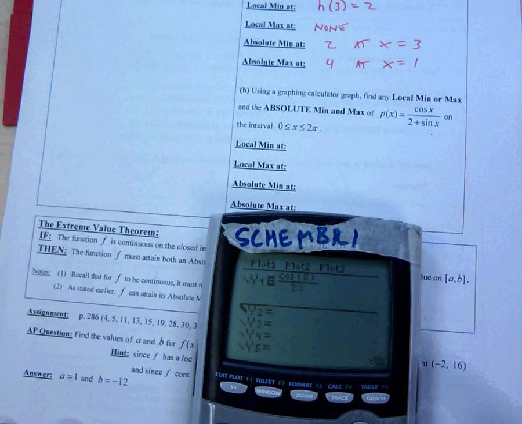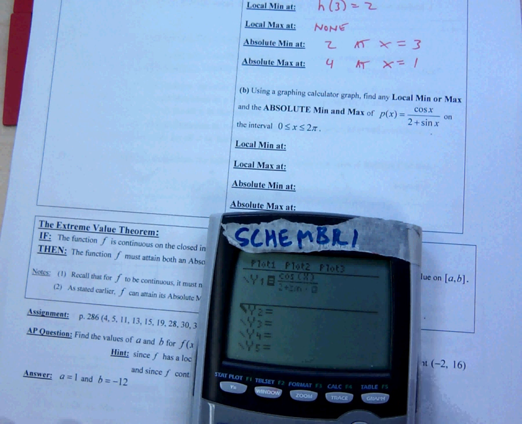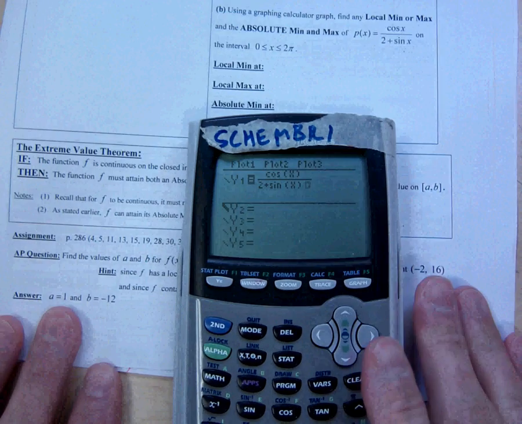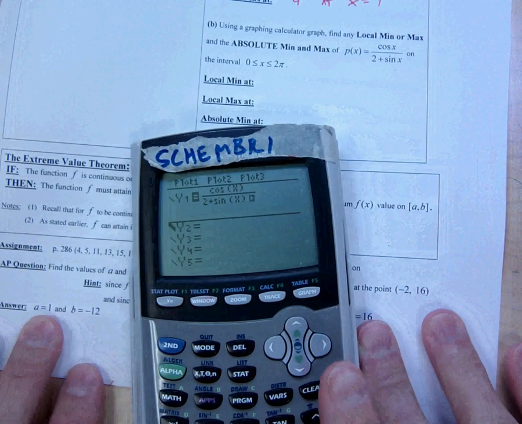Again, I'm going to make sure my calculator's in the right mode here, by the way. What mode do I have to be in here? Radian mode? Yeah.